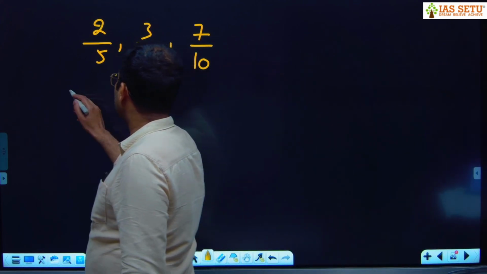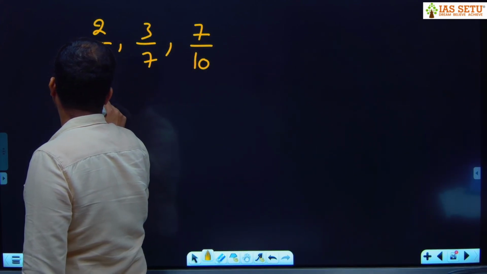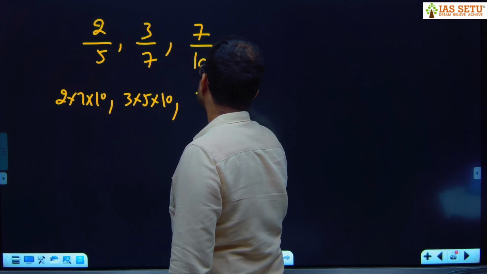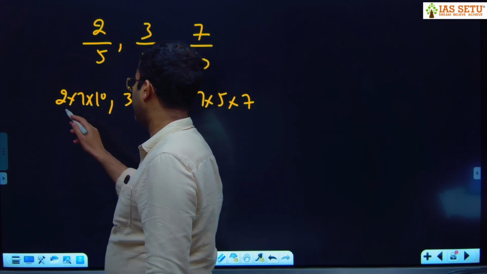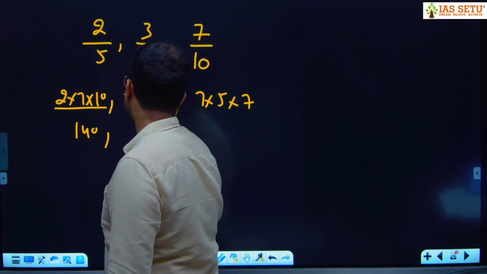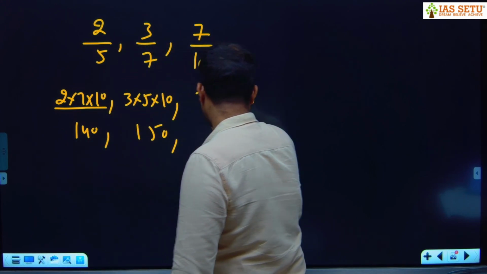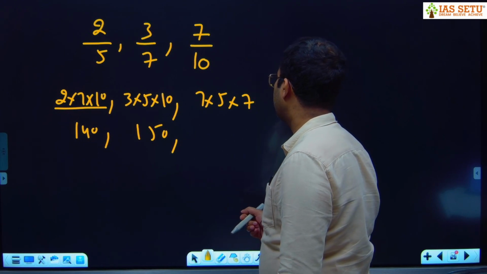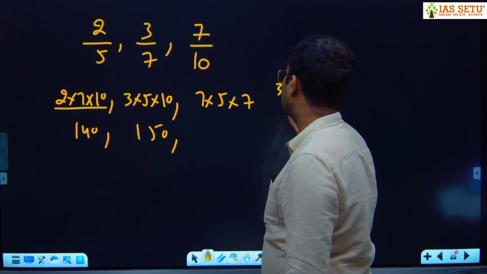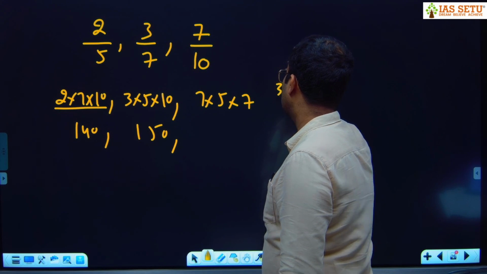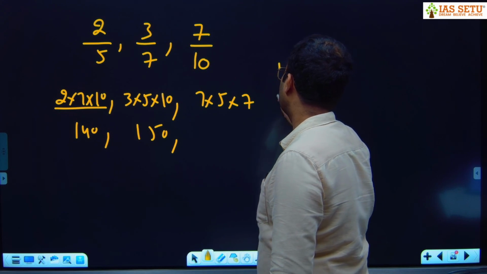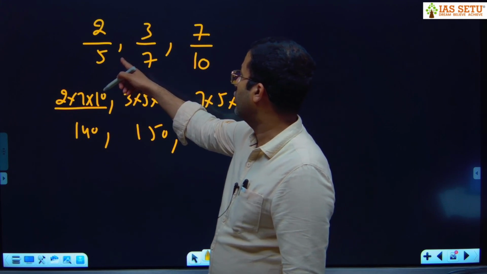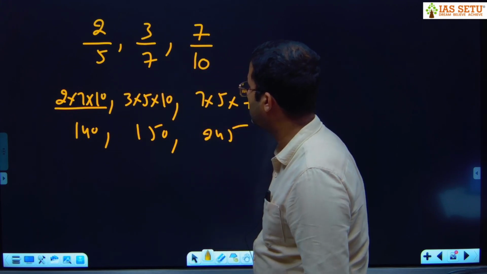So this is 2 into 7 into 10, 3 into 5 into 10, 7 into 5 into 7. This is 140, this is 150. अब ये क्या हो गया, 35 गुना 7 या 49 into 5, 245. So this is the smallest, then this is the largest.